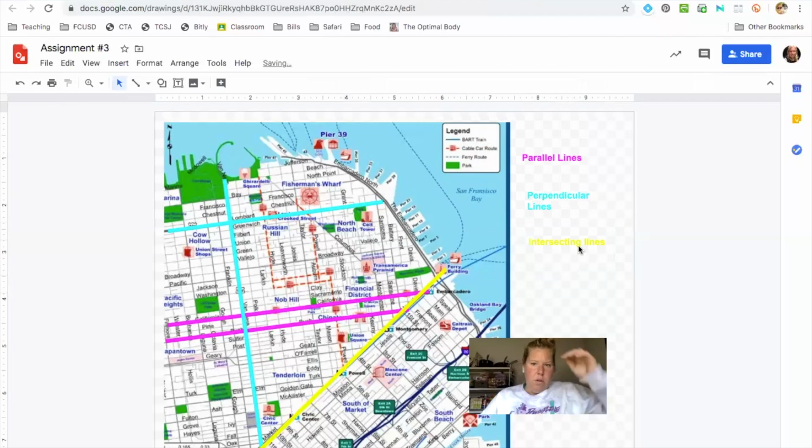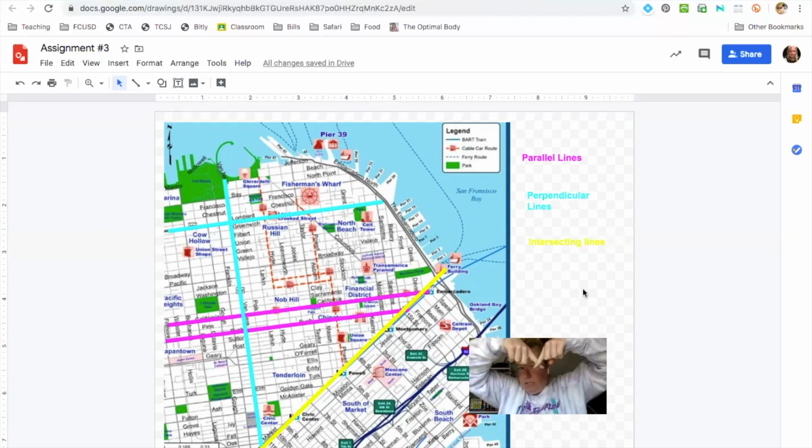All right. So any city you want, pull a map, draw some lines on it, okay? Parallel lines don't touch, perpendicular lines cross at a 90-degree angle, and intersecting lines cross anywhere as long as they cross at all. If they're parallel, they don't cross. If they're not parallel, they will intersect anywhere, okay?